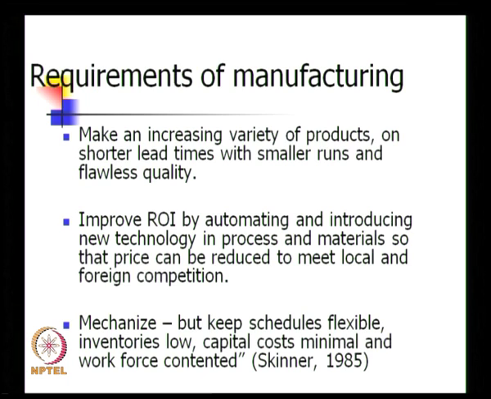Further, the requirements of manufacturing move to improving return on investment by automation and introducing new technology in process and materials. So, automation today is an essential component of manufacturing. We need to have automatic machines so that the speed of manufacturing is increased. With manual machines, the speed was less and the quality was also not so good. So, automation helps us in increasing the speed as well as in making the quality much better. So, improve return on investment by automation.